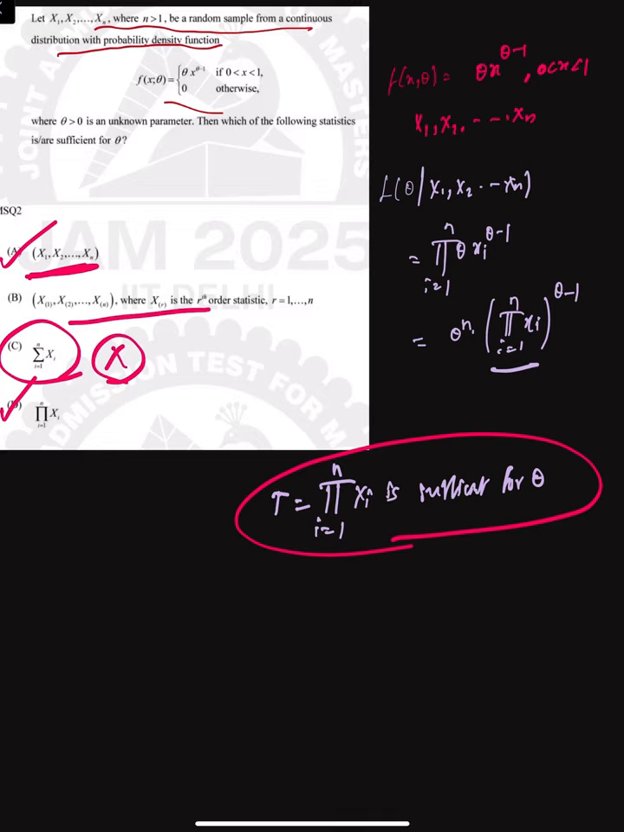For order statistics, even if we take the product, we'll get the actual thing. So even order statistics will also be sufficient. Therefore A, B and D are correct options. The correct answer will be A, B and D.